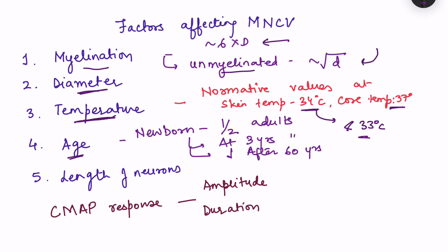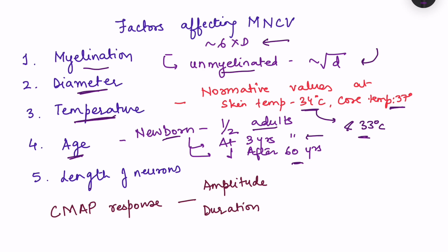Then age. In a newborn, the motor nerve conduction velocity is half that of adults. At 3 years of age, it becomes the same as that of adults, and again after 60 years, it starts falling.